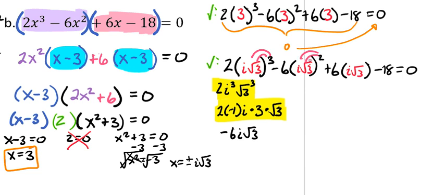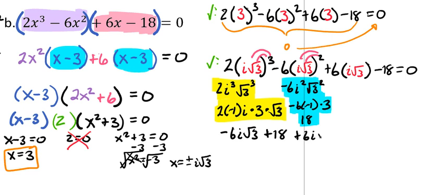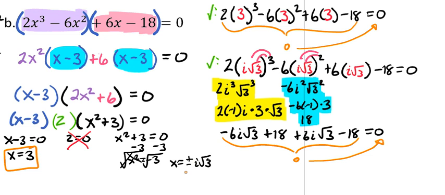And that's going to give us a negative 6 i squared radical 3 squared, which then turns into a negative 6 times negative 1 times 3, which is a positive 18. So positive 18. And so that's what this all came from. Then we're going to have plus 6 i radical 3 minus 18 equals 0. And so when we take a look at this part right here, we see that that equals 0, which confirms that our positive will also work.